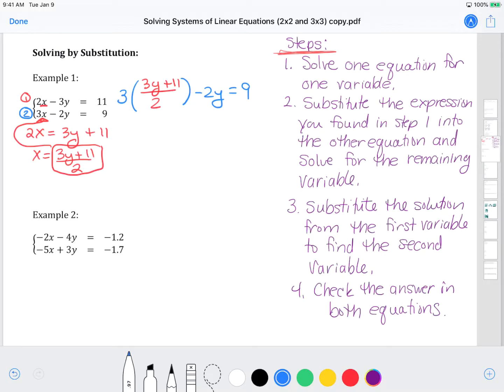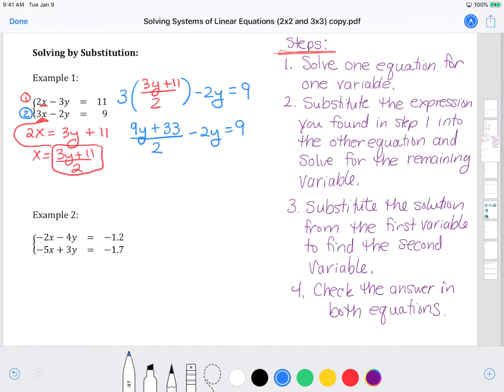Now I have everything in terms of y, and I can solve for y. So I'm going to distribute that 3. So that gives me (9y plus 33) all over 2 minus 2y is equal to 9. Now I'm going to clear the fractions by multiplying everything by 2.